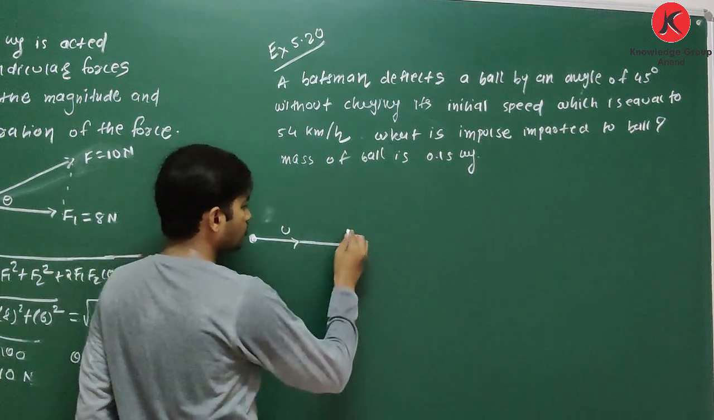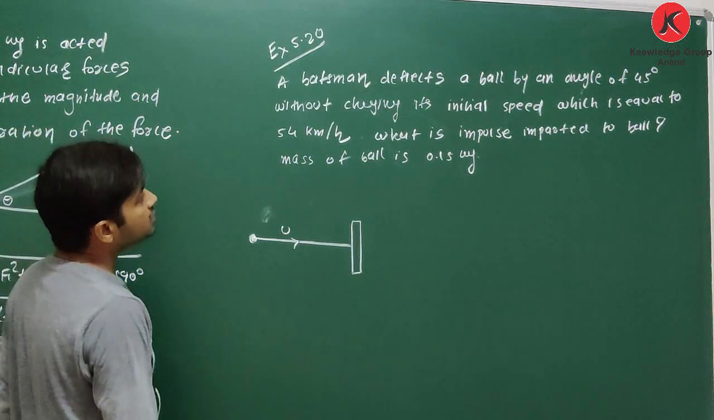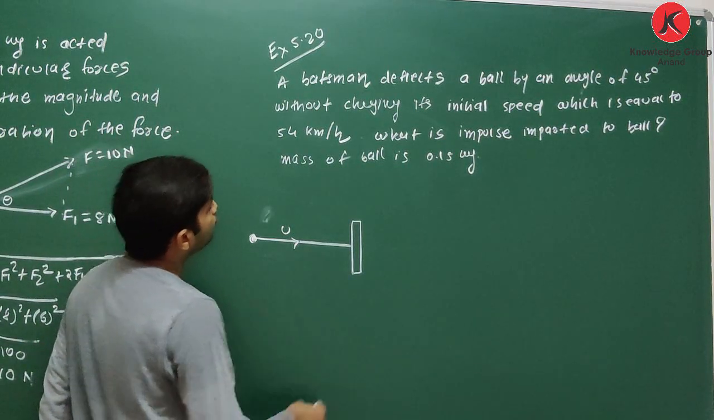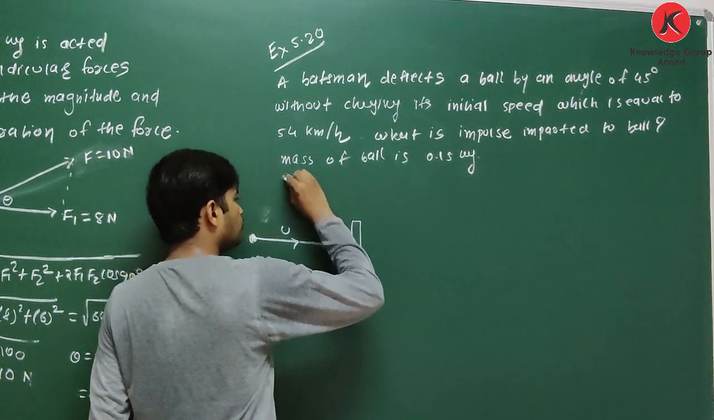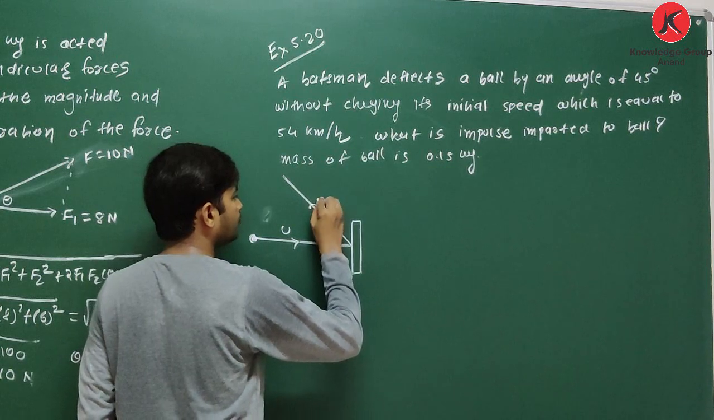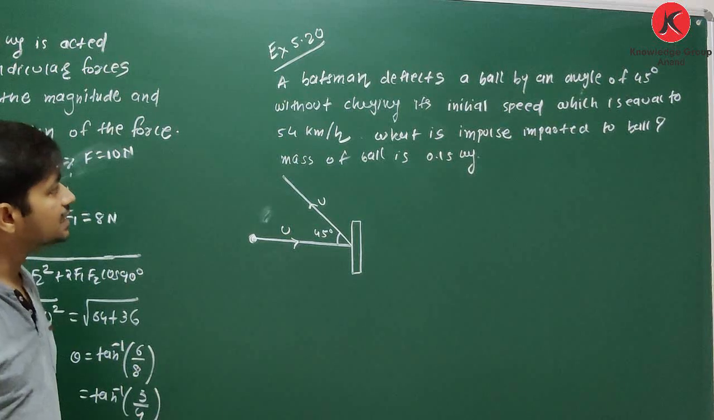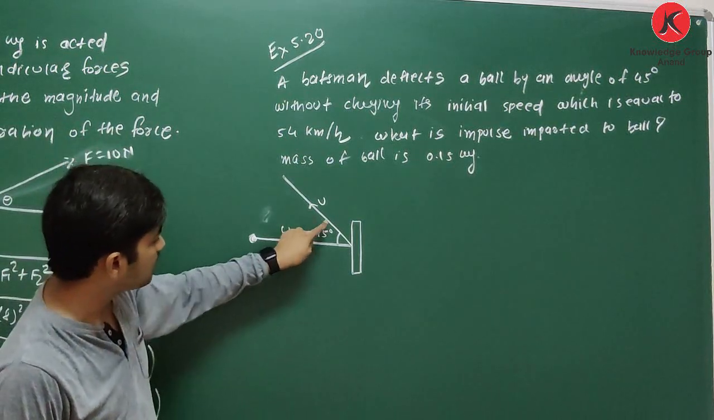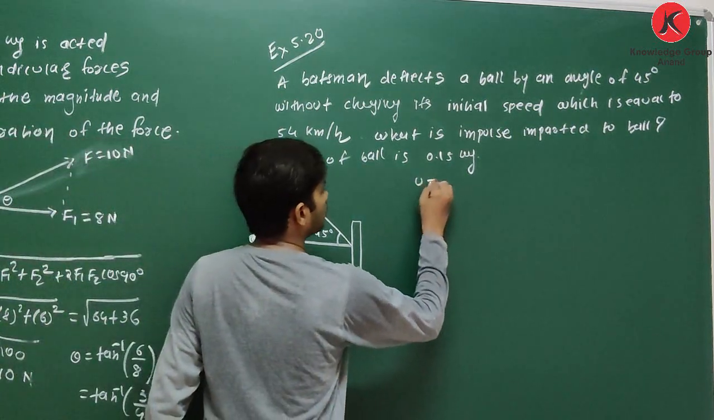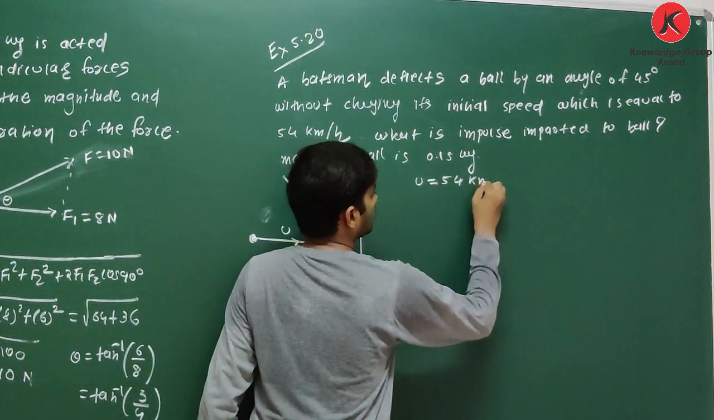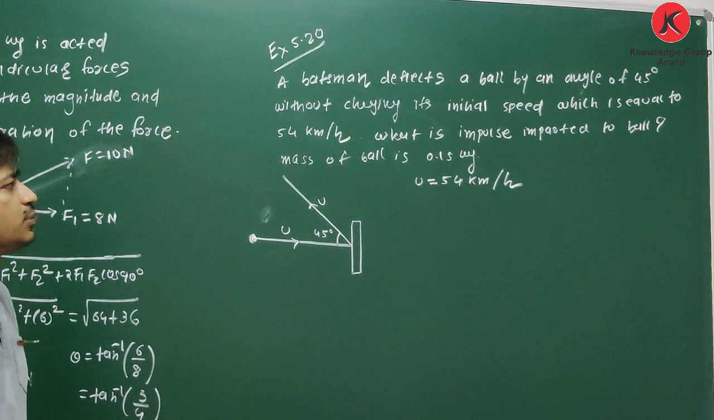With speed u, the batsman hits the ball. Suppose it is a bat. The batsman hits the ball at an angle of 45 degrees without changing its initial speed. Its initial speed is u and final speed is also u, which is equal to 54 km per hour. You have to convert it into meters per second. What is the impulse imparted to the ball?